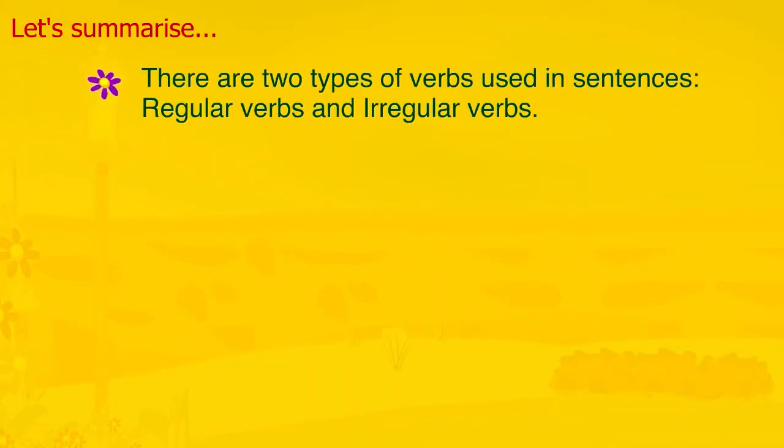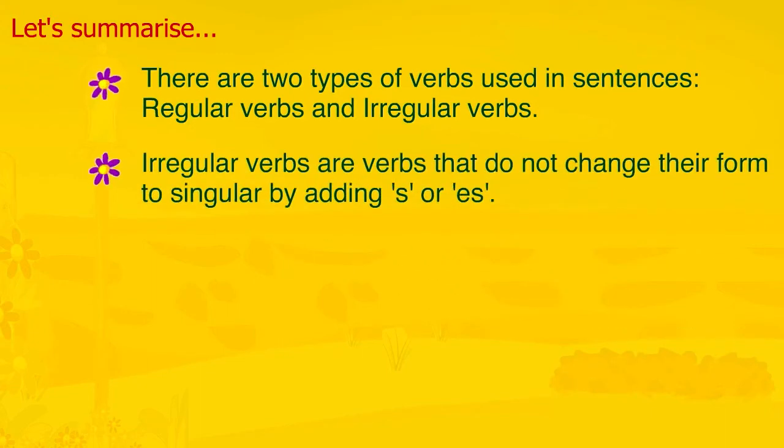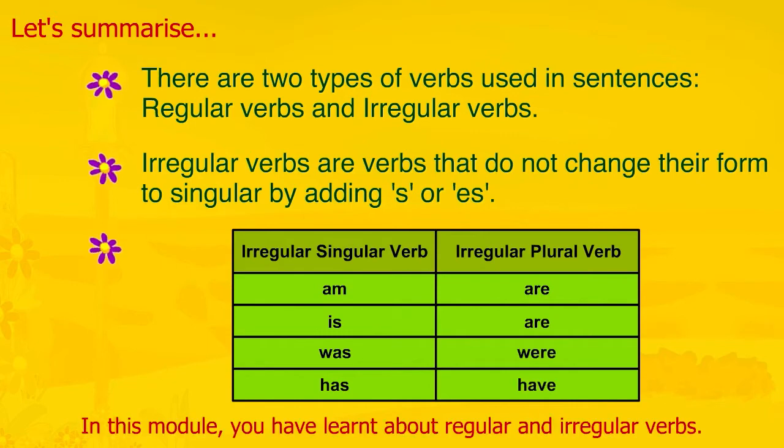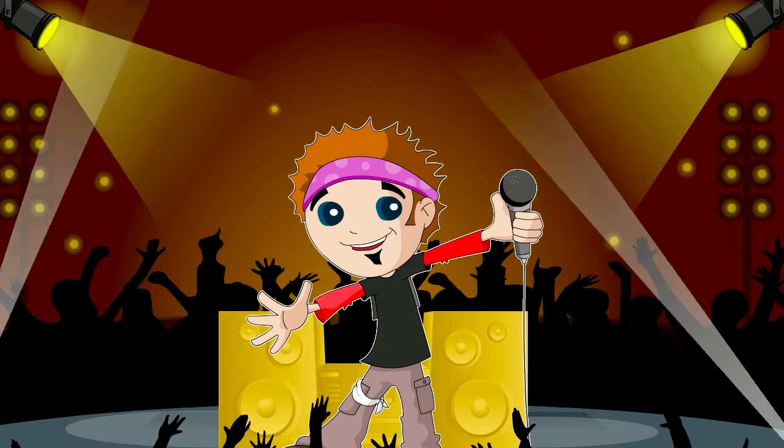Let's summarize. There are two types of verbs used in sentences: regular verbs and irregular verbs. Irregular verbs are verbs that do not change their form to singular by adding s or es. The four irregular singular verbs are am, is, was, and has. The plural verbs include are, were, and have, respectively. In this module, you've learnt about regular and irregular verbs.